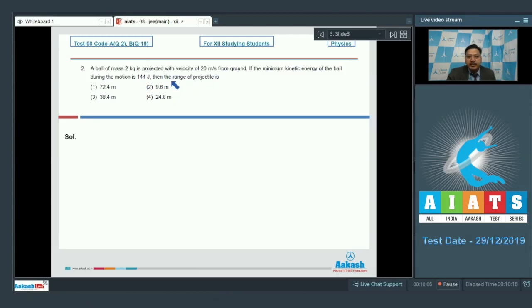Okay, so we have been given the speed of projection, the mass, and also the minimum kinetic energy of the ball during its flight. We know that the minimum kinetic energy of the projectile will be when it is at the highest point of its trajectory, and at the highest point its velocity is simply the horizontal component of velocity. That means we have been given the expression 144 joules is nothing but half m, which is 2, into Vx square, and if we solve, Vx will be the square root of 144, that means 12 meters per second.